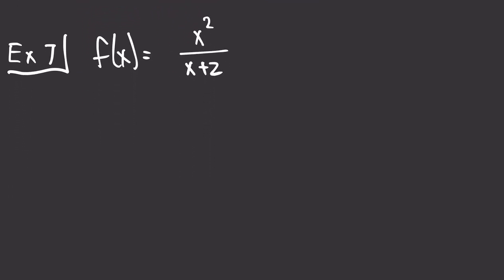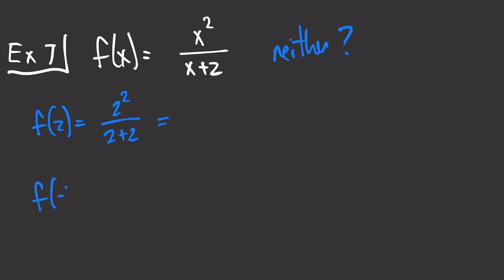All right, now we can get a little bit more interesting. So again, let's anticipate. That's an even exponent. That's not an exponent. Remember, that's a 1. So again, I'm guessing neither. And this really helps to anticipate. So if I think it's going to be neither, I'm just going to throw in a 2 and a negative 2. So that's going to be 2 squared over 2 plus 2. And then I have to plug in a negative 2. Don't forget your parentheses. Negative 2 squared over negative 2 plus 2.